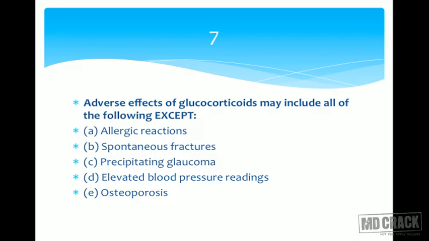I take you to the next question. The next question is question number 7. Adverse effects of glucocorticoids may include all of the following except. Let's see if it's going to be a twisting question or it becomes easy. Adverse effects of glucocorticoids may include all of the following except. We can do something. We can just revise what are the adverse effects of glucocorticoids. That's going to be useful.